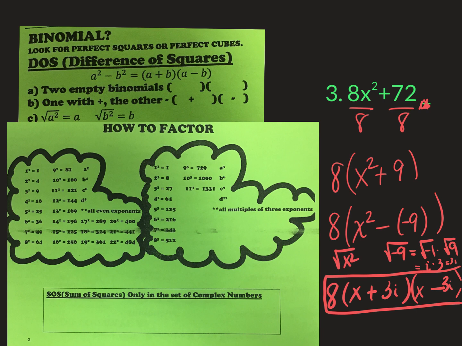I hope that helps, and if you want, you could multiply this out and confirm to yourself that when you multiply x plus 3i times x minus 3i, you will get x squared plus 9, and then you distribute your 8, and you'll get 8x squared plus 72.